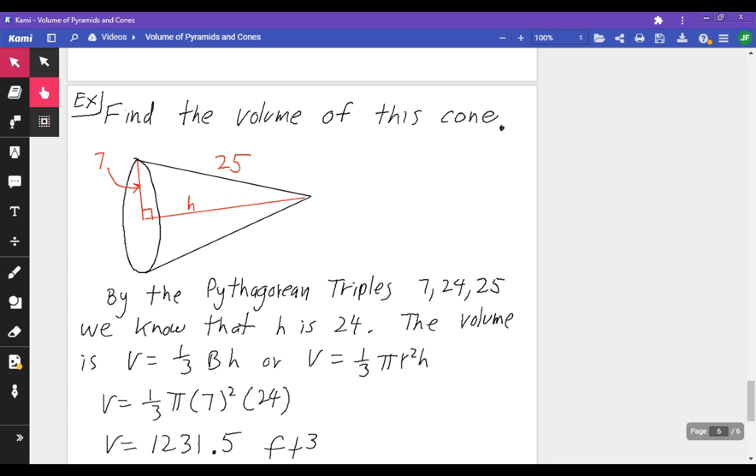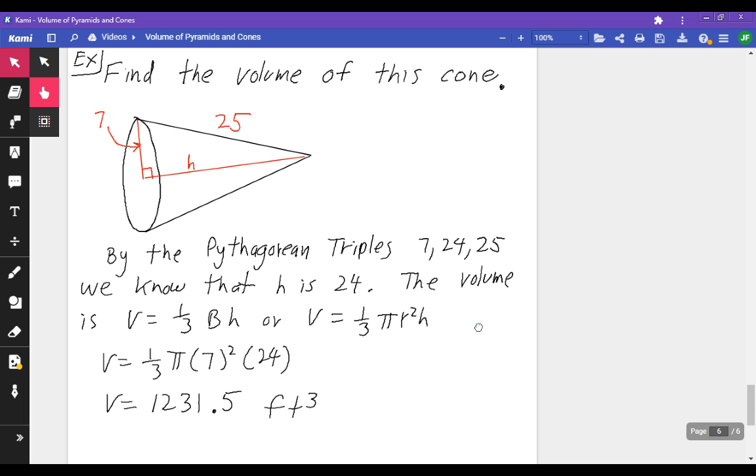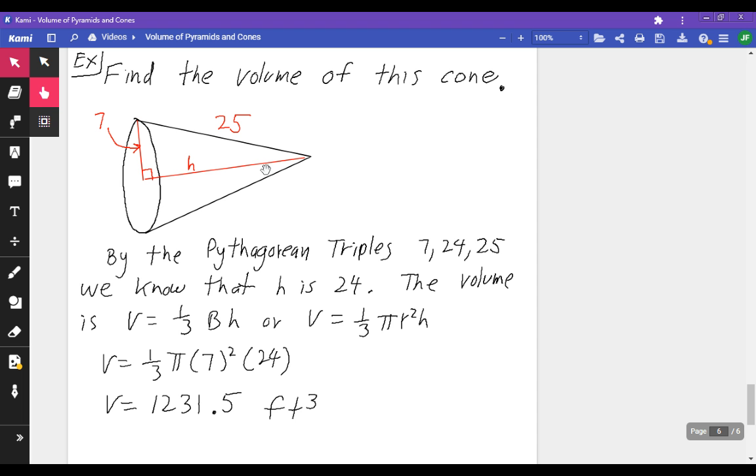So because we know some Pythagorean triples, this is a set that we don't see very often, but there are Pythagorean triples for this. And again, if you don't know them, you can always work out the Pythagorean theorem. But the set of Pythagorean triples that work for this particular triangle are 7, 24, and 25. Okay, so that means that this leg right here, which is the height of that cone, is the 24.